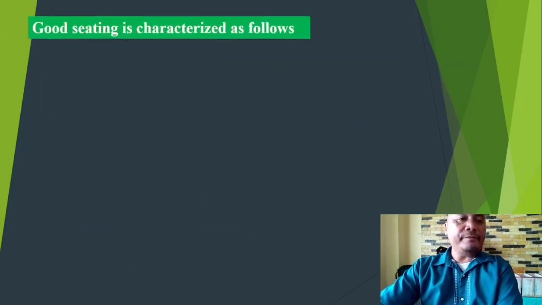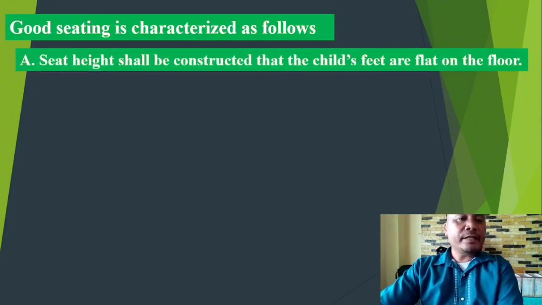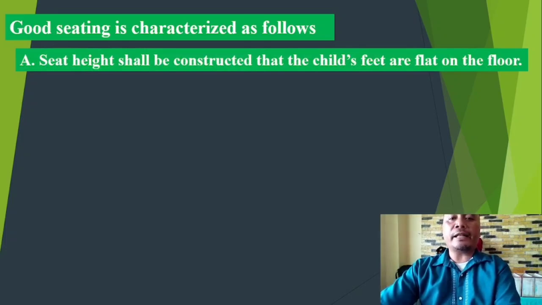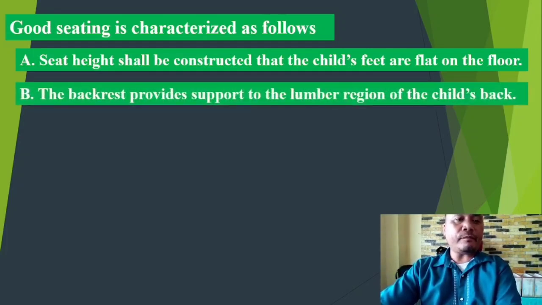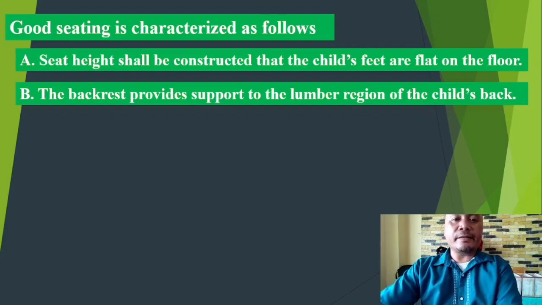Okay, and then good sitting is characterized as follows. First, seat height shall be constructed so that the child's feet are flat on the floor. So dapat yun ang tiil sa bata, ang feet sa bata, ang foot sa bata mo dapat sa floor para dili sa haoy kay the children spend more time in sitting position. And then the backrest provides support to the lumbar region of the child's back.